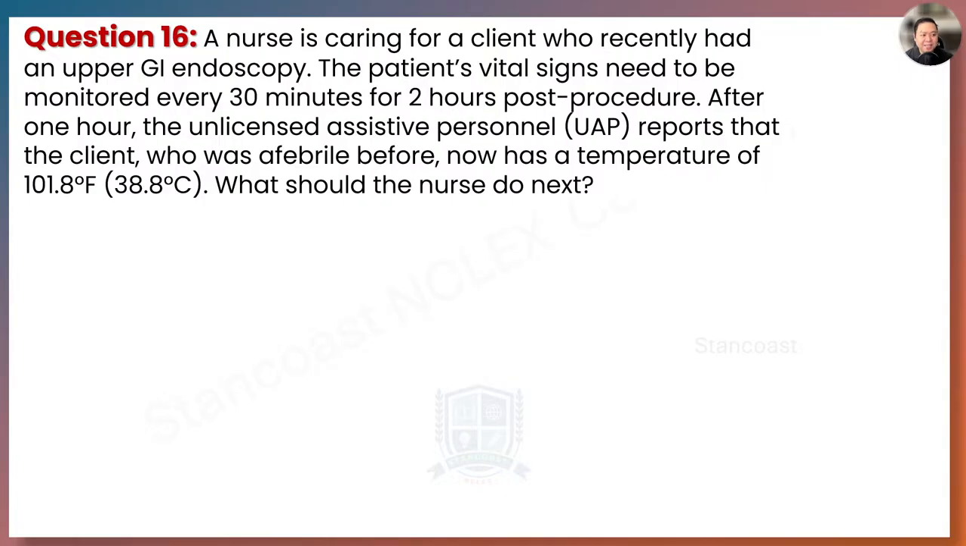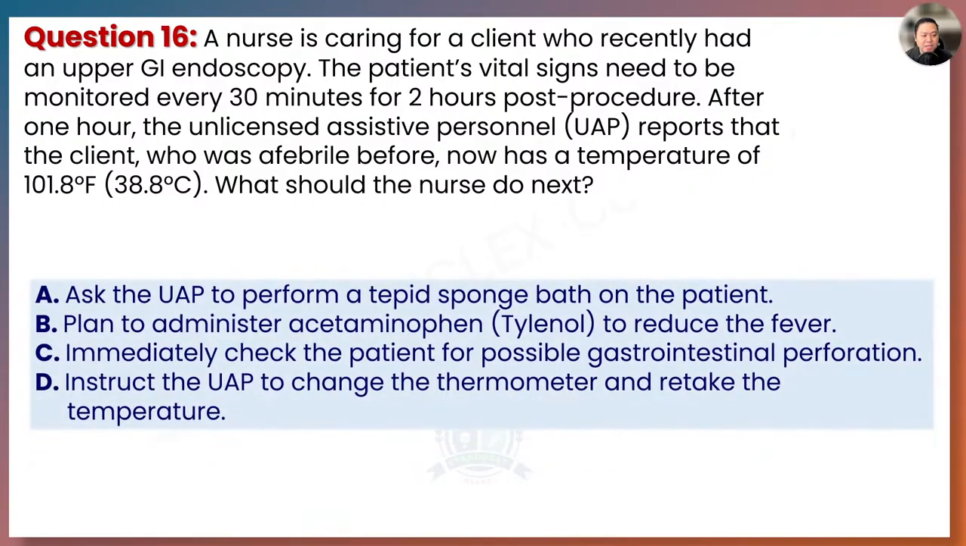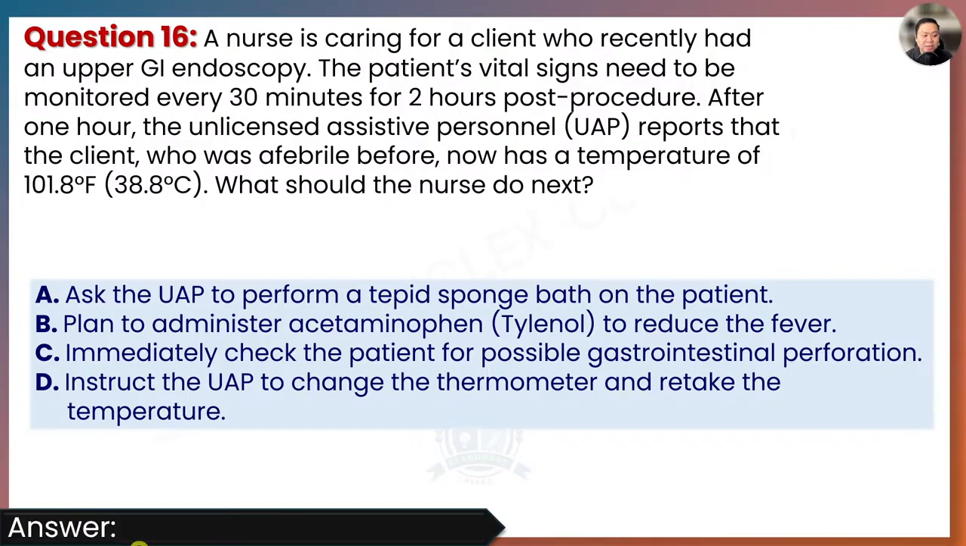After 1 hour, the unlicensed assistive personnel reports that the client, who was afebrile before, now has a temperature of 101.8 degrees Fahrenheit or 38.8 degrees Celsius. What should the nurse do next? Options. A. Ask the UAP to perform a tepid sponge bath on the patient. B. Plan to administer acetaminophen Tylenol to reduce the fever. C. Immediately check the patient for possible gastrointestinal perforation. D. Instruct the UAP to change the thermometer and retake the temperature. The answer is letter C.